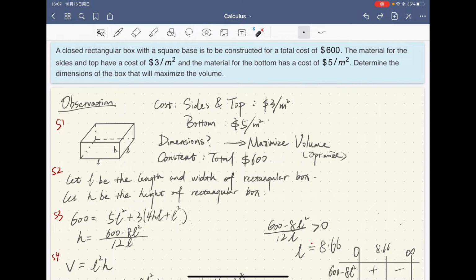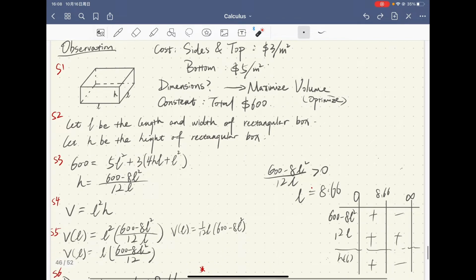Now I can draw my diagram of the closed rectangular box with a square base, which means the length and the width should be the same. I will let L be both the length and the width of the rectangular box, and H be the height. Next, I'm going to find my constraint equation, which is the equation for the total material cost of $600.